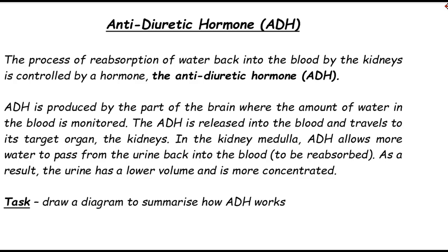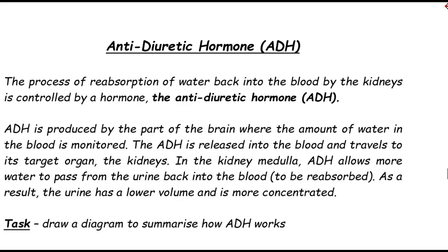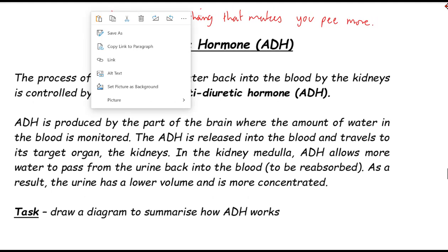Now, you might have heard of a diuretic before as being something that makes you pee more. So you can think of anti-diuretic hormone as something that makes you pee less. So here's what it does.